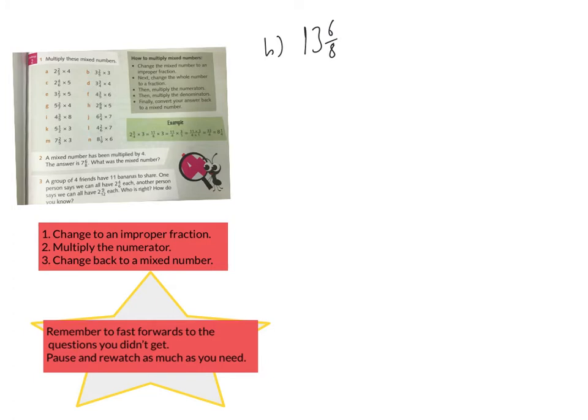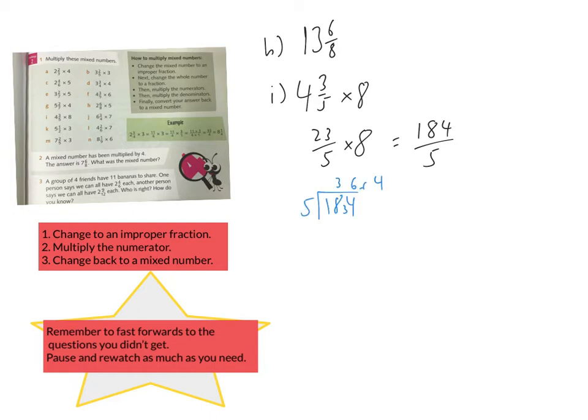So we're going to move on to I, which is 4 and 3/5 times 8. 4 5s are 20 plus 3 is 23. So 23 fifths times 8. 23 times 8. 20 times 8 is 160. 3 times 8 is 24. So 184 fifths. And I'm going to divide that. That gave me 36 remainder 4, which is 36 and 4/5.